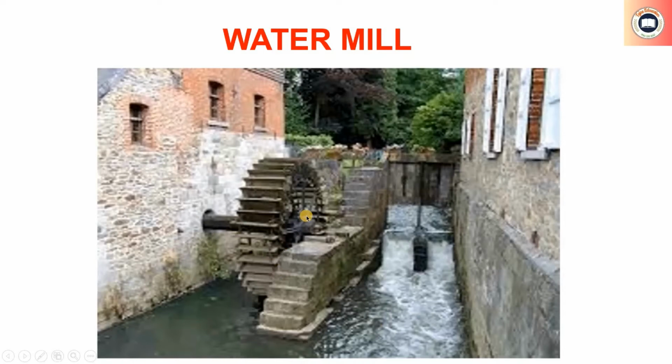You will definitely understand. So again, I am repeating. In short, the water mills use the flow of water to turn a large water wheel. Okay? Now you must have understood.